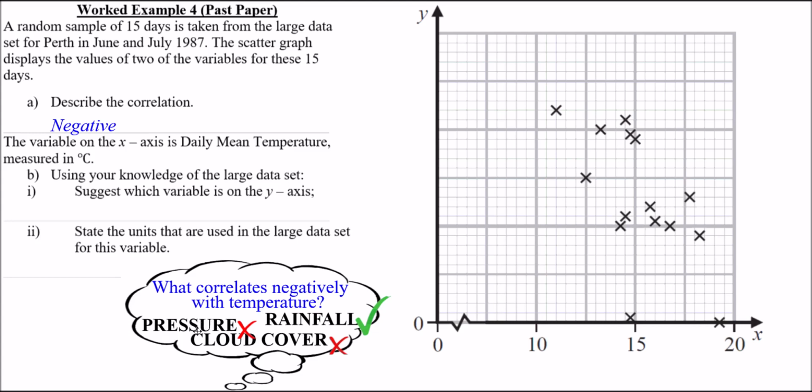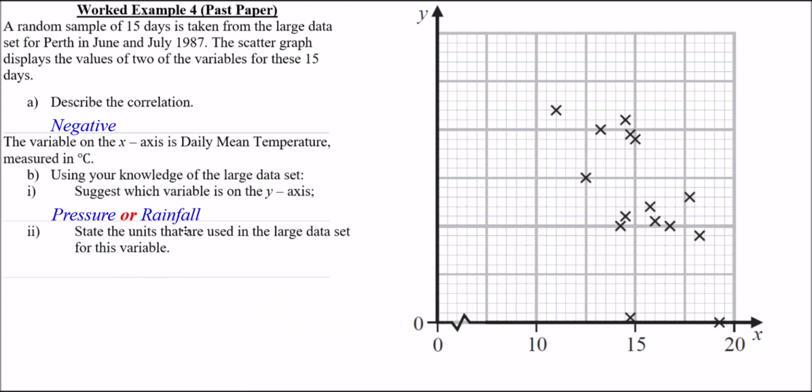However, weirdly, pressure, although it's unlikely to be the case, they actually allow as a possibility for your answer. So even though in my mind it can only really be rainfall as a sensible answer, they actually allow pressure as well, which I think is quite generous. So because of that, we can put pressure or rainfall. I'd definitely be going for rainfall personally.